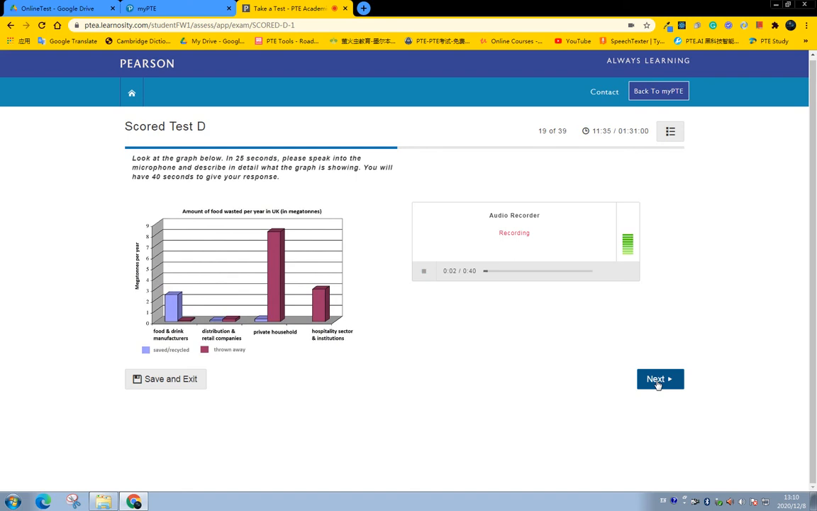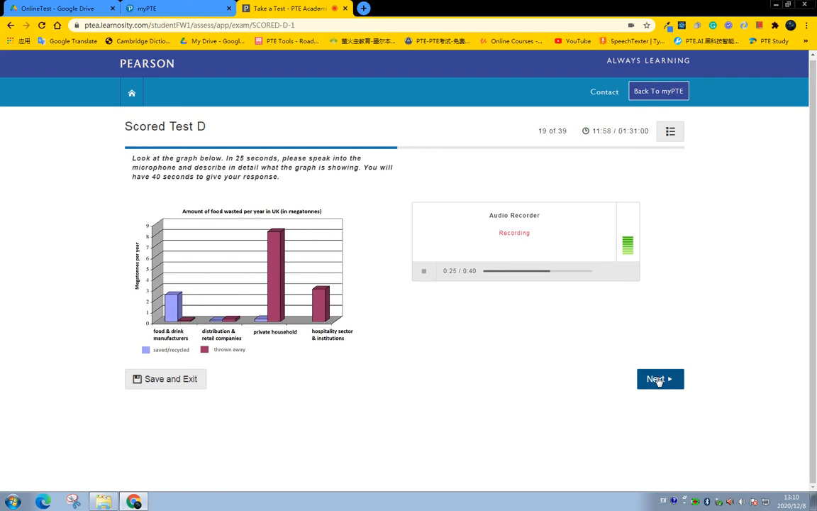The bar graph shows the amount of food wasted per year in the UK based on various factors, including markdown, saved, recycled, and thrown away. For saved and recycled, the largest figure can be found in food and drink manufacturers, which is around 2. But the smallest figure is in the hospitality sectors and institutions, which is around 0.